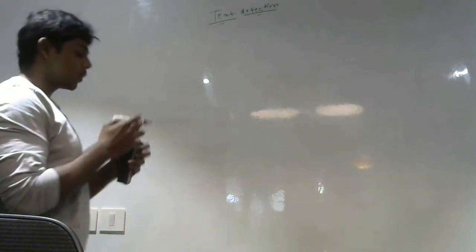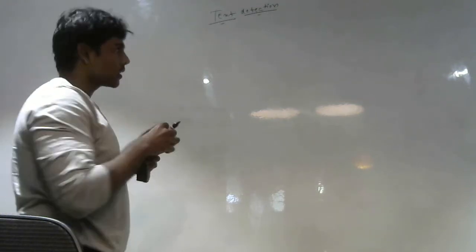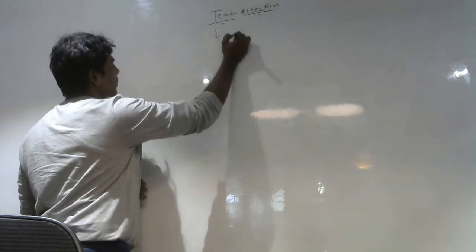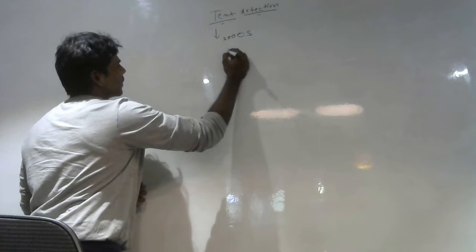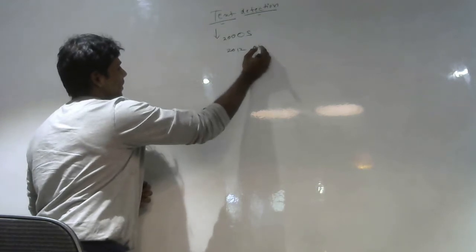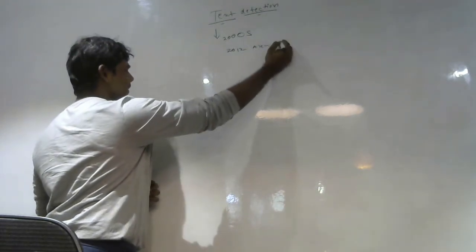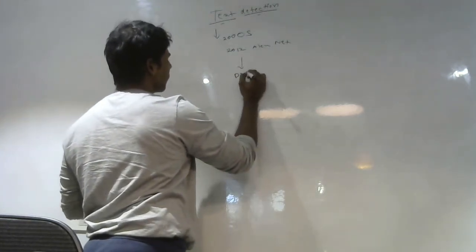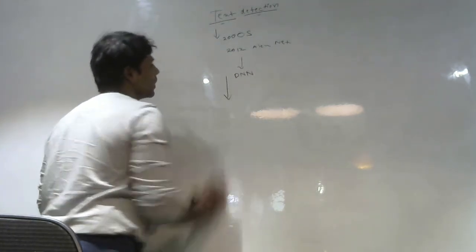So text detection, they were trying to solve it in the 2000s. Now in 2012, after AlexNet, they came up with some deep learning models. So here we start with deep learning.